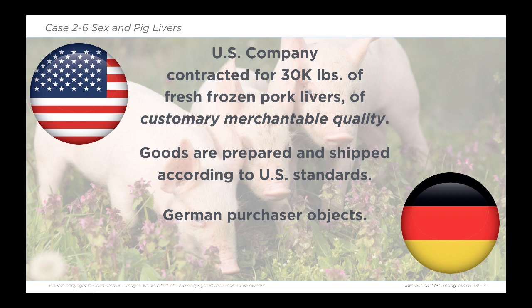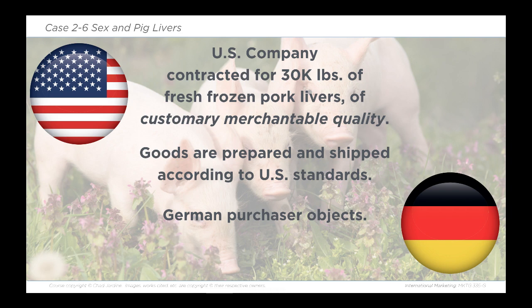So here's a quick case study in legal issues between the United States and Germany. This US company contracted for 30,000 pounds of fresh frozen pork livers, and the language used in their agreement was customary merchantable quality. The U.S. company prepares the goods, ships them to Germany according to U.S. standards, and Germany says these don't measure up to our standards of quality. So now you have a dispute, and the question is, where do you settle the dispute?